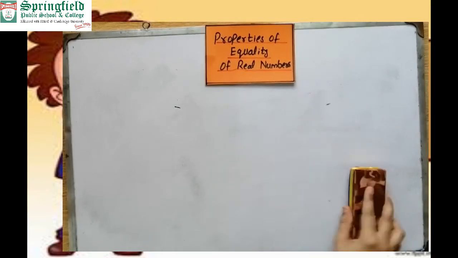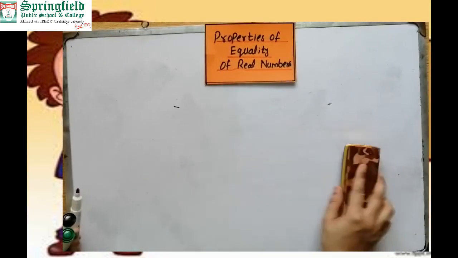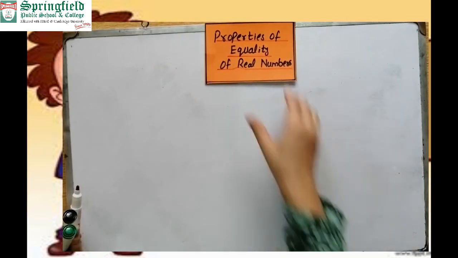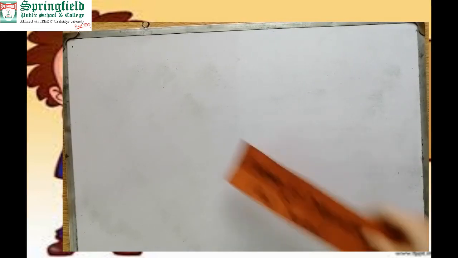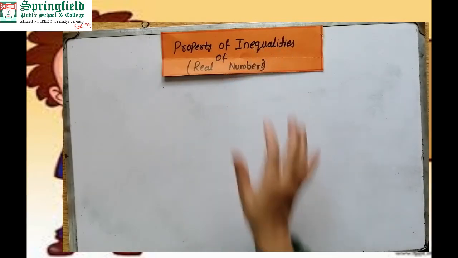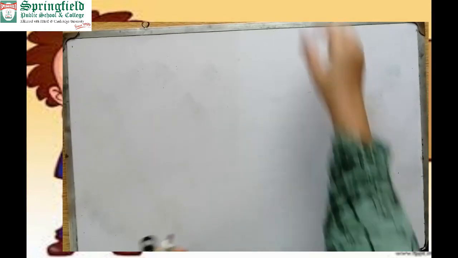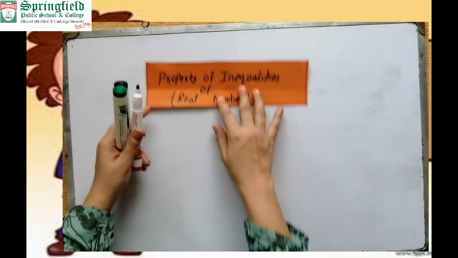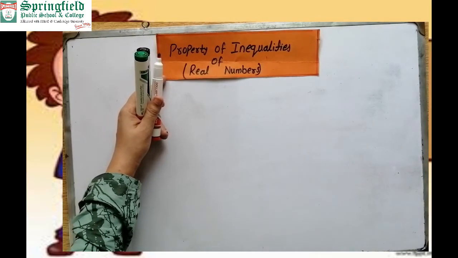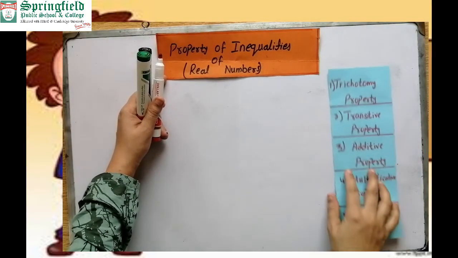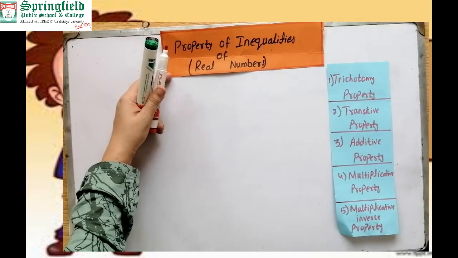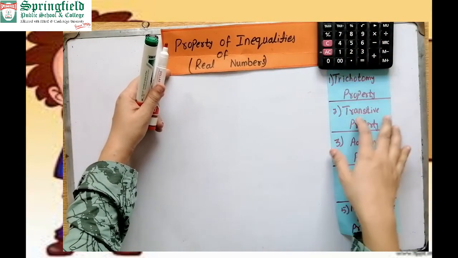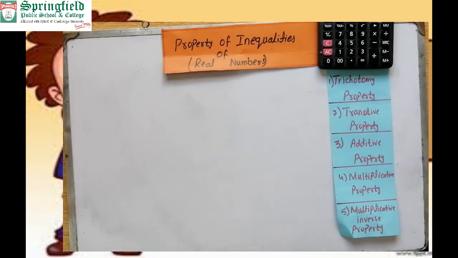Now come to the properties of inequality of the real numbers. These were the equality properties; the next one is inequality, the properties of inequality of the real numbers. I will discuss them one by one.